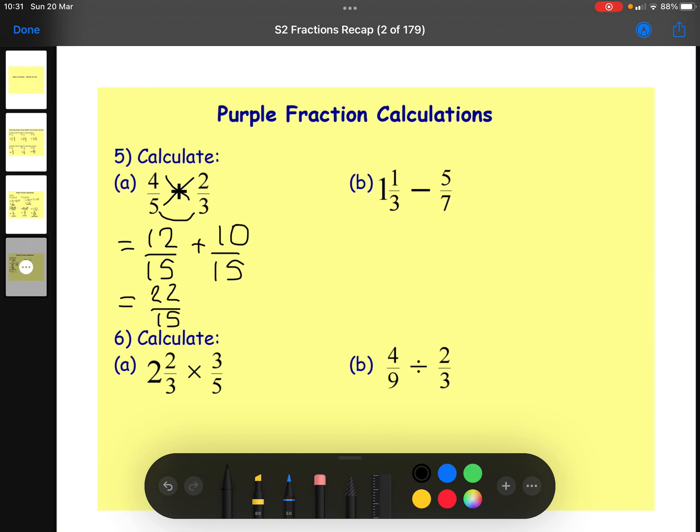We always need to check if we can simplify this fraction. In this case we can't, so we leave it as 22 over 15. You can change that to a mixed number if you want to. It would be 1 and 7 over 15.